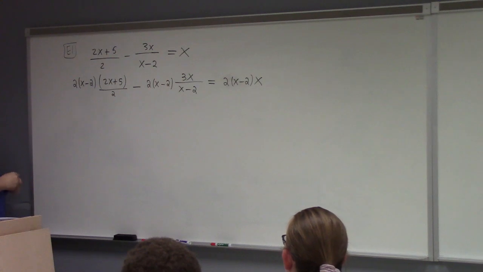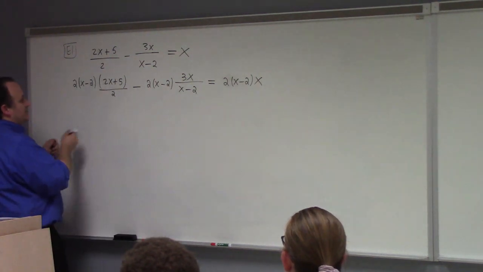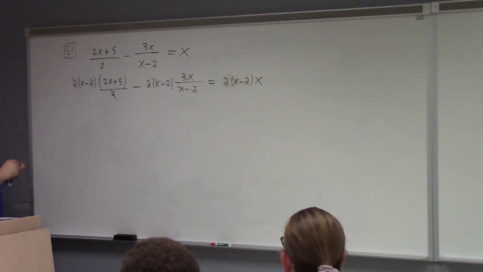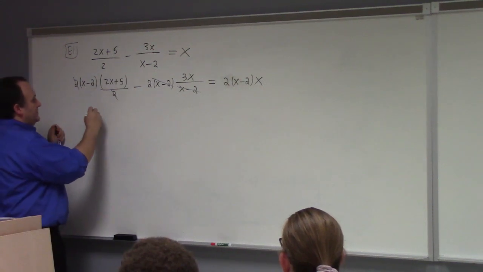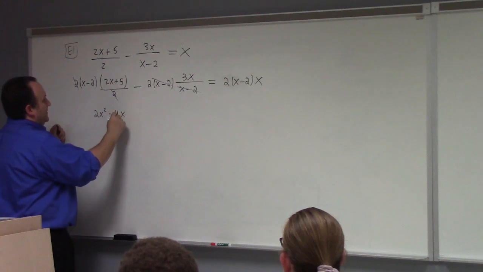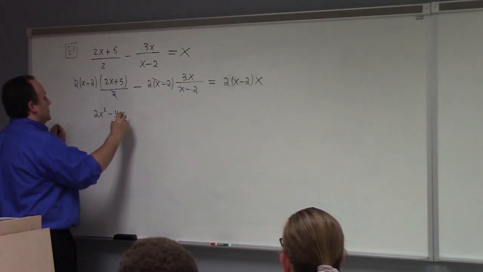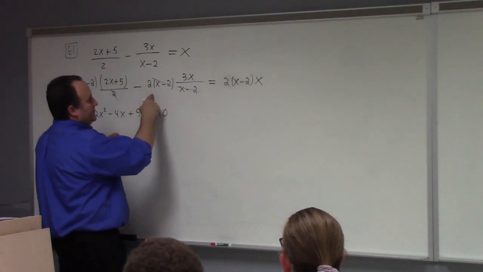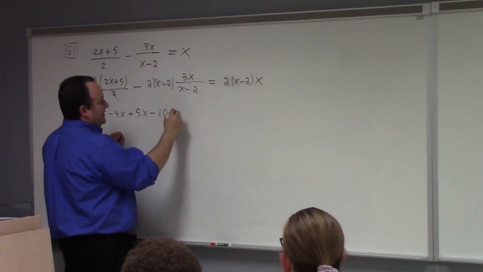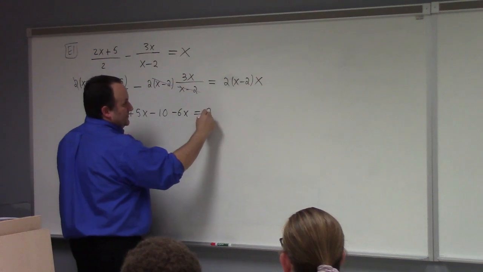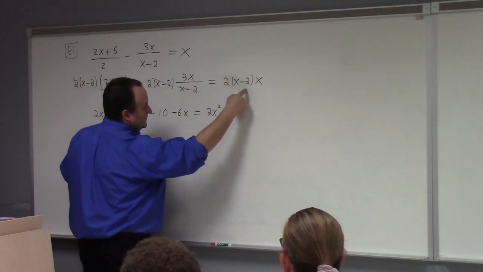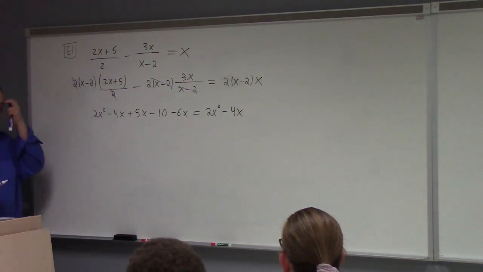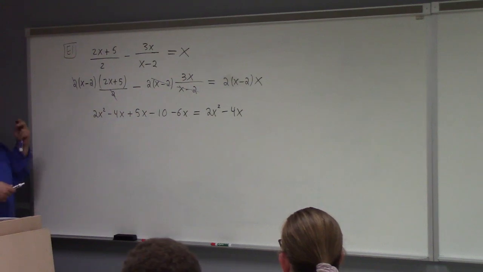The reason I'm doing that is because what happens? These cancel, right? Or over here, right? And then what do we have? We have 2x squared minus 4x plus 5x minus 10. And then over here, I believe we have 2 times 3, minus 6x, right? And that's equal to 2x squared. 2 times 2 is 4, so minus 4x. I just distributed everything out. Is there anything that we can do from here? What should we do?